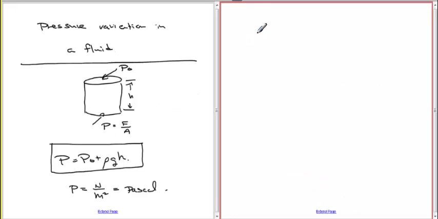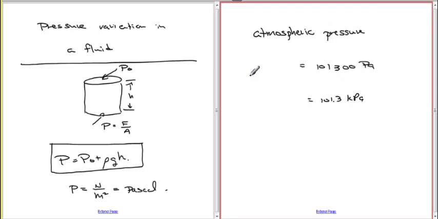And if you remember, atmospheric pressure, which is the pressure that we experience here on Earth, is approximately 100,000 pascals, or 101.3 kilopascals, or newtons per meter squared. Okay.